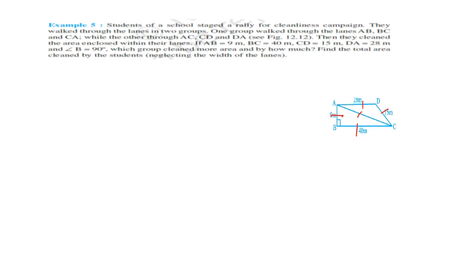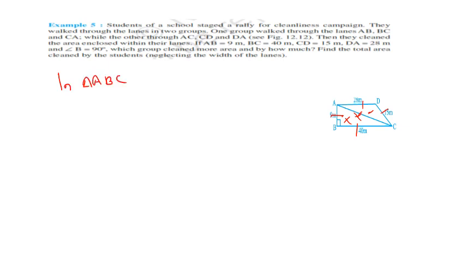AB is equal to 9 meter, BC 40 meter, CD 15 meter, DA 28 meter, and angle B is 90 degrees. Which group cleaned more area and by how much? So we have to find out the area of this portion and this portion. What is the area of triangle ABC? So first of all, you have to find out in triangle ABC.